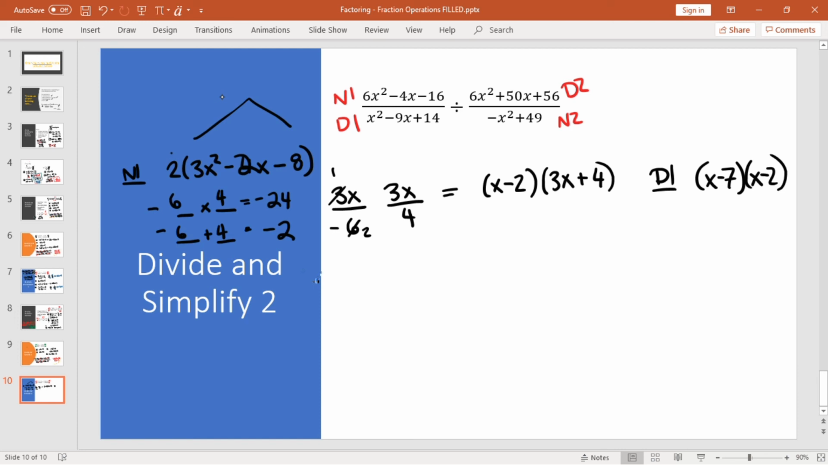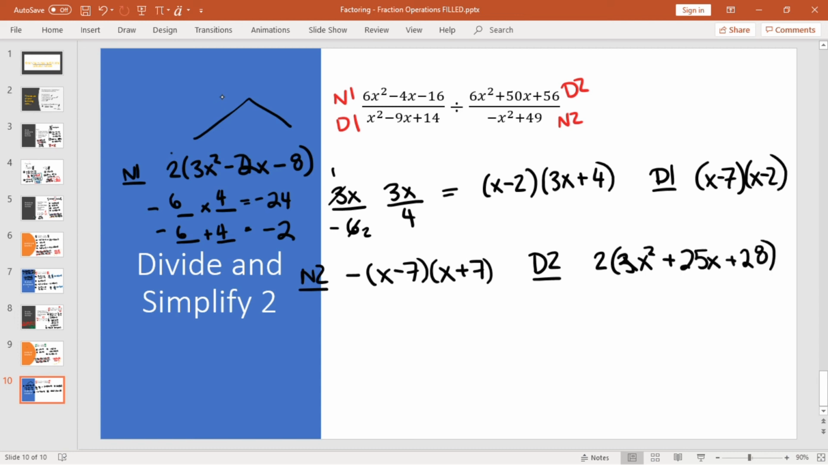Factor out that negative, and you have a difference of squares, x squared minus 49, so you have x minus 7, x plus 7. And D2, ugh, all right, here we go. What can I factor out of this? I can factor a 2 out only. And I'm left with 3x squared again, and we're going to have plus 25x, and plus 28.